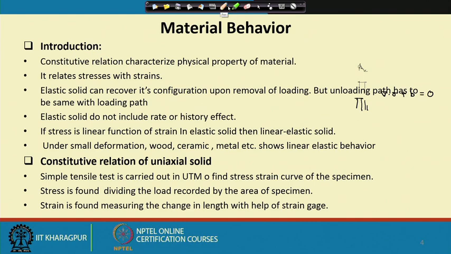For instance, if we are talking about steel, the stress strain relation will be different. If we are talking about concrete, the stress strain relation will be different. So, here essentially the material behavior comes into picture. Essentially, the constitutive relation characterizes the physical property of the material, or how the material behaves. So, essentially it relates stress versus strain.